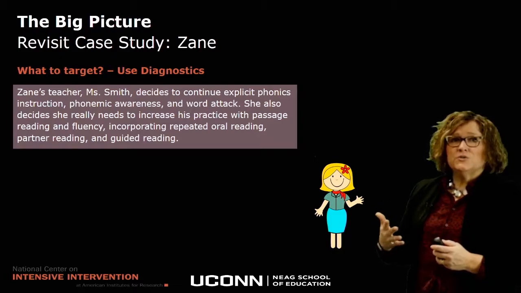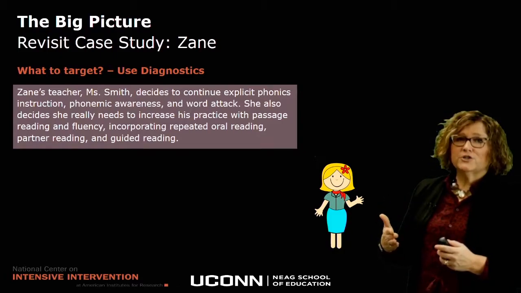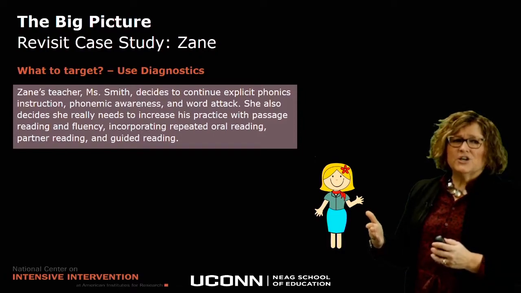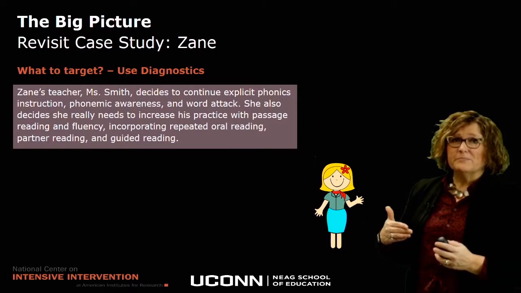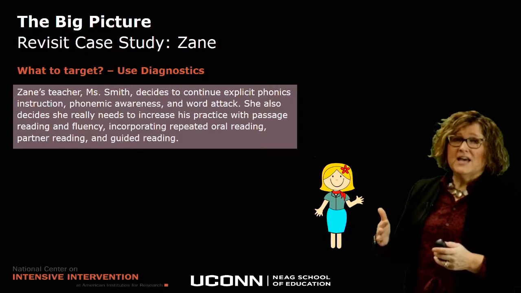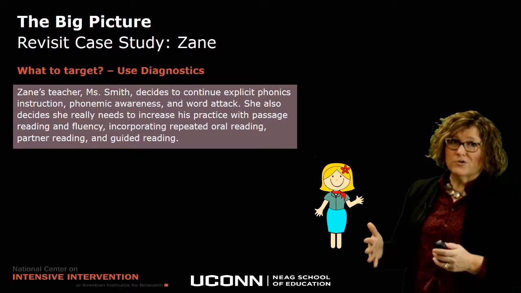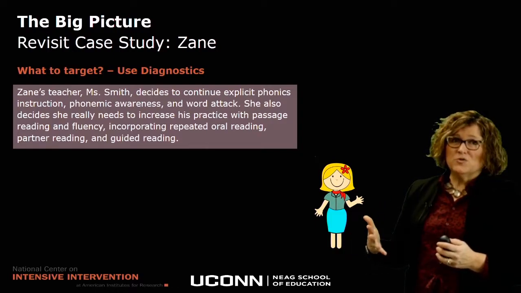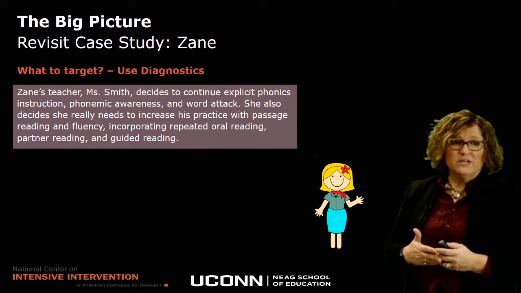So she was using explicit phonics instruction, phonemic awareness, and word attack, but she really needed to also practice passage reading and fluency, and oral reading, partner reading, because Zane is, as he's getting older, he needs to move on and be a more fluent reader.